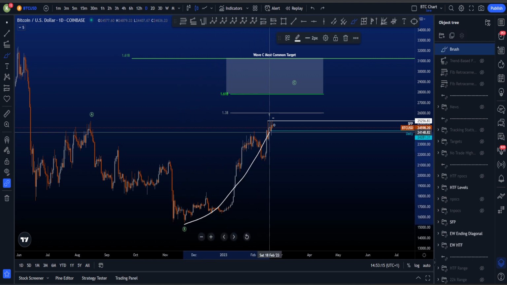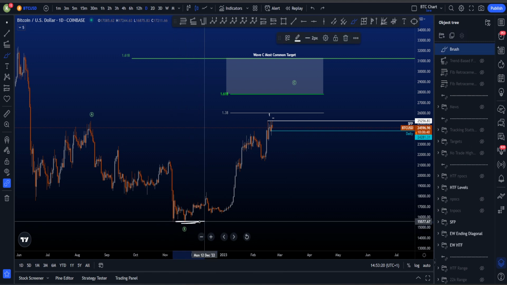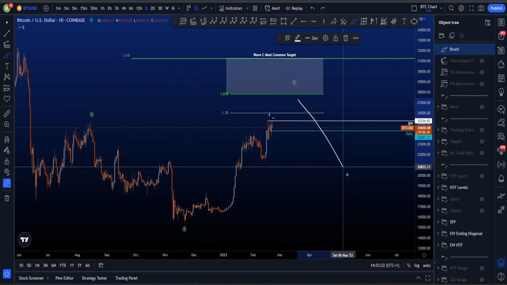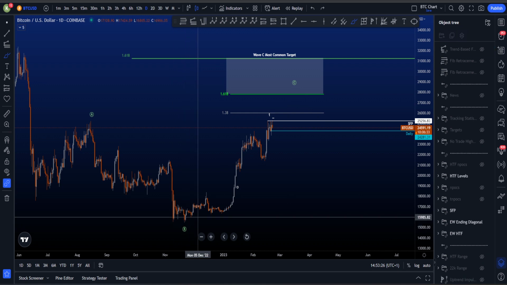Also, this can be, as we count now, a potential wave C, which is confirmed the moment we take this low, because then we expect price to move down lower than the price that's been made at about 15.5K.